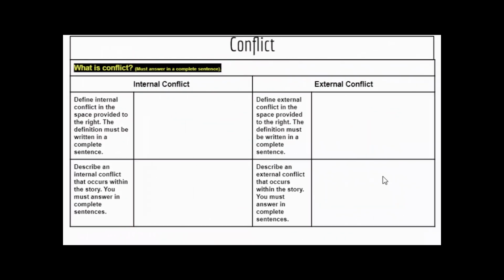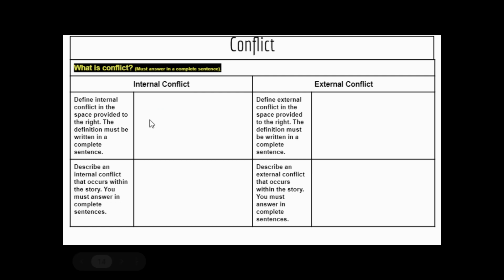All right, conflict. Now, internal conflict. What does the word internal mean? Dealing with something on the inside. What does external mean? Dealing with something on the outside. Now, can you see an internal conflict? No. But you can read about an internal conflict based on what the characters are feeling, saying, and doing.